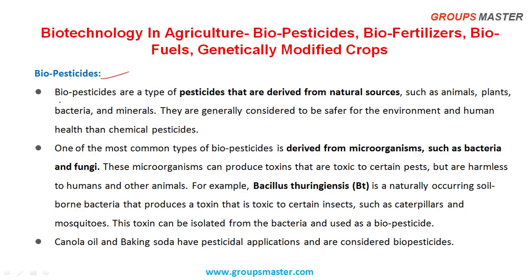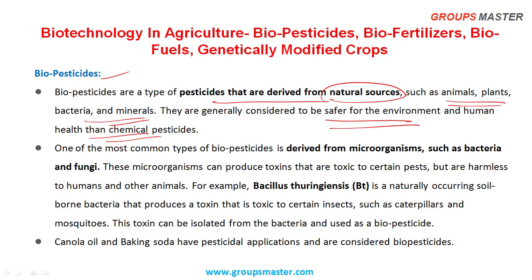Next is biopesticides. Biopesticides are a type of pesticides that are derived from natural sources such as animals, plants, bacteria and minerals. They are generally considered to be safer for environment and human health than chemical pesticides. One of the most common types of biopesticides is derived from microorganisms such as bacteria and fungi. These microorganisms can produce toxins that are toxic to certain pests but are harmless to humans and other animals.